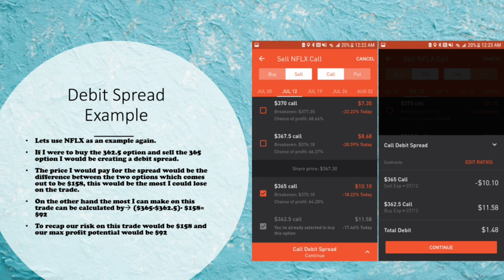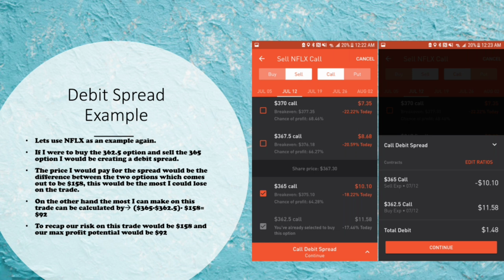$158. And that would be the most I could lose on this trade. In most cases, if I were to trade the naked option of 365 or 362.5, it would be quite expensive. As you guys can see, it's trading at roughly around $11, which comes out to be $1,100. But by creating this debit spread, we reduced the total cost of that trade to $158, and overall it's also reducing the risk in the process.